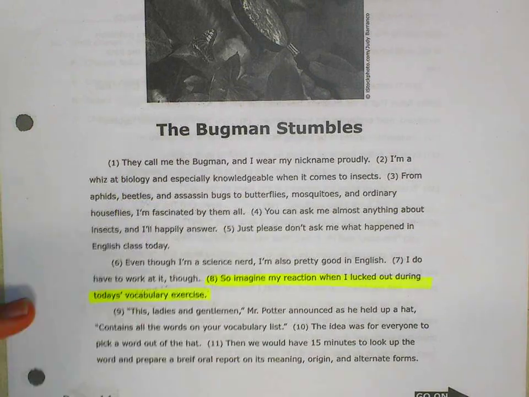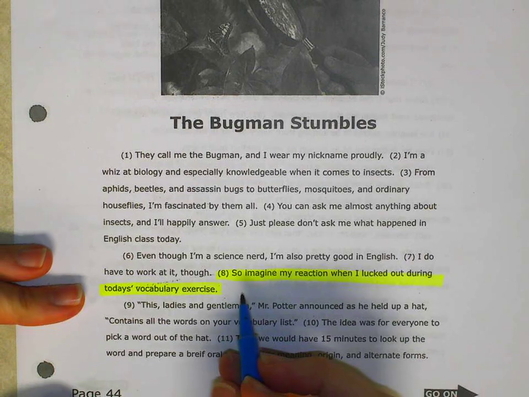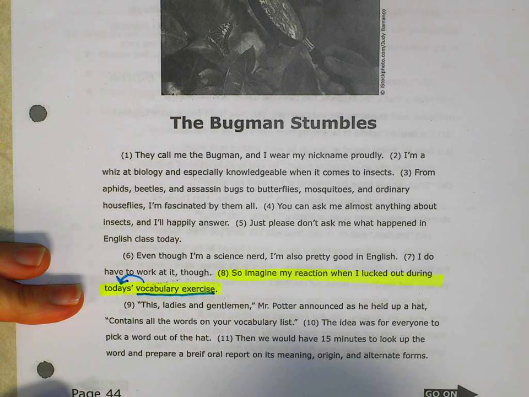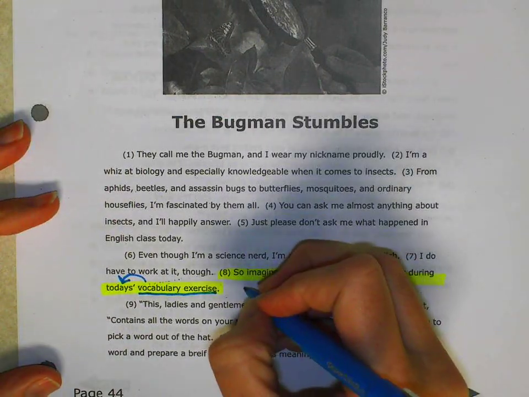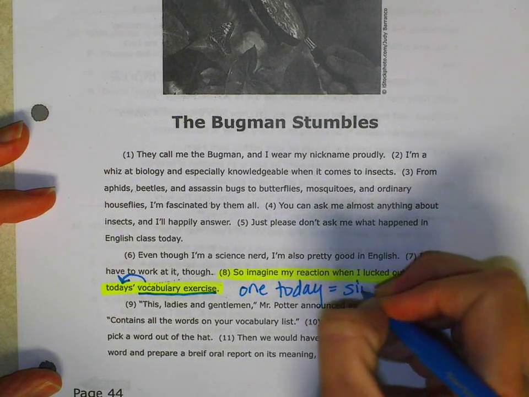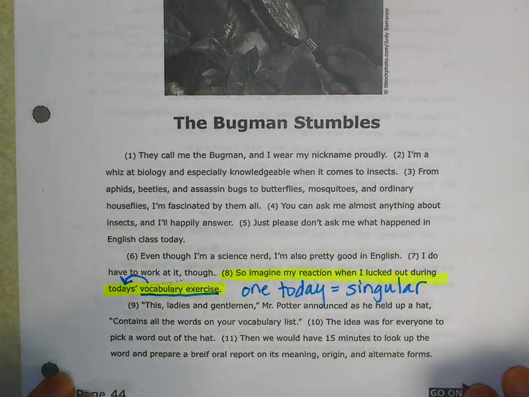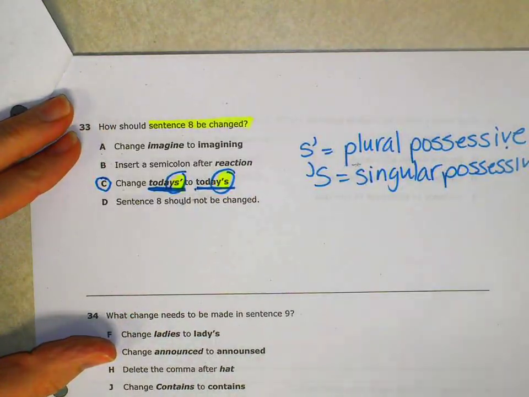So imagine my reaction when I lucked out during today's vocabulary exercise. So the vocabulary exercise is what's being owned. It belongs to today. So now I have to ask myself, is it one today, or are there lots of todays? Well, this is one today, which equals singular. So I need to use the singular possessive. So let's go back and look. And the singular possessive is right there, C.